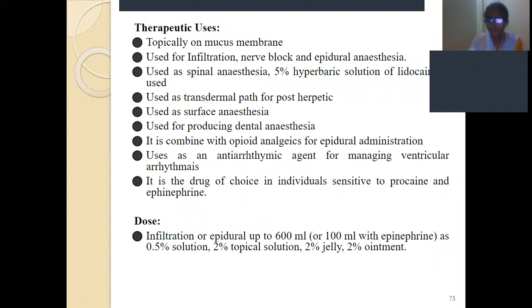Uses: it is mainly used topically on the mucous membrane, and also as a nerve block, infiltration anesthesia, spinal anesthesia, surface anesthesia and dental anesthesia. And it is used not only as a local anesthetic, but also in the treatment of arrhythmias.